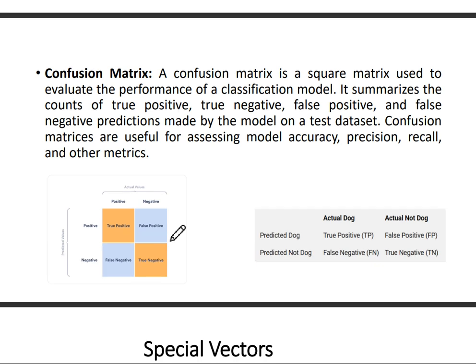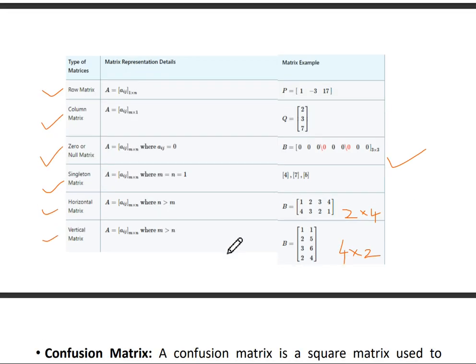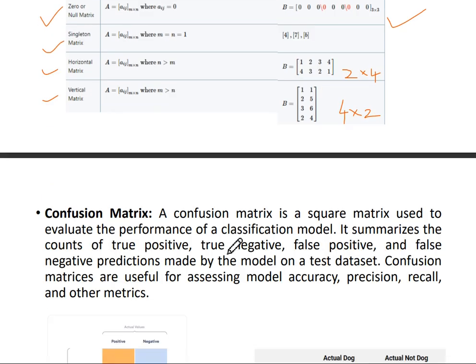Similarly we have special vectors. Including all these types of matrices, we have the identity matrix, the square matrix, and the symmetric matrix, right? These are the different kinds of matrices, and they will be useful in machine learning to represent our data.